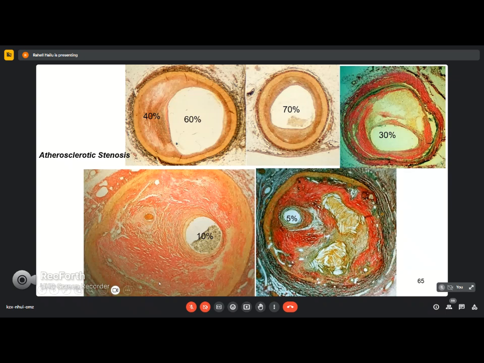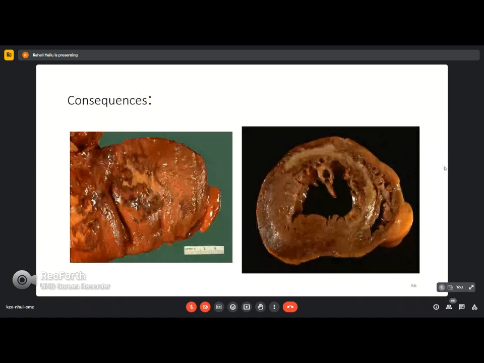So in these instances is where you would have complications like ischemia, hypoperfusion to the tissue that this artery provides to. So in these three phases, then you might expect some level of symptomatic disease, either ischemic heart disease or angina. So the consequences of these critical stenosis or even acute plaque changes is myocardial infarction.